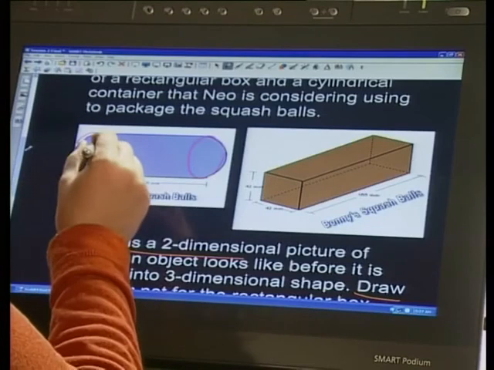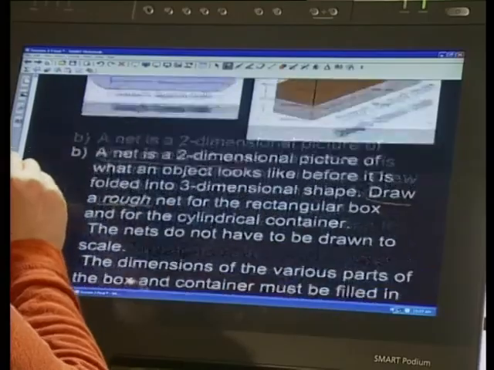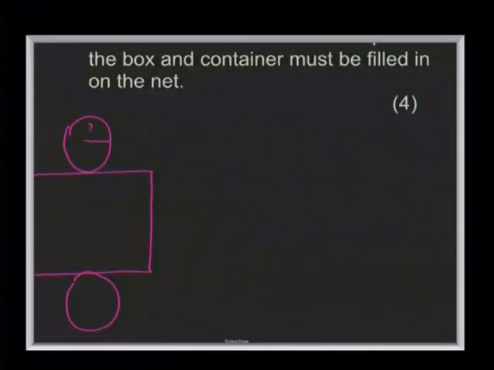But they want a dimension. So what dimensions do we have? We know that the radius of the circle is 21 millimeters and the height of the shape is 165 millimeters. So we're going to fill in our values. Our radius here was 21 millimeters and our height 165 millimeters. And we can fill in the radius here as well. Now we've got all the values that we need in order to get our 2 marks.